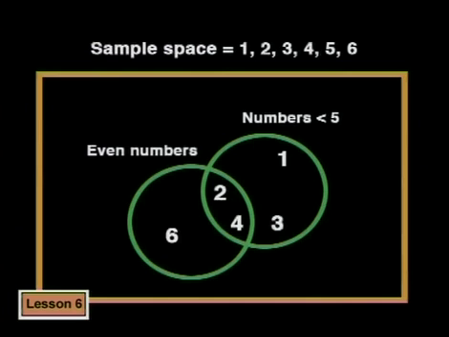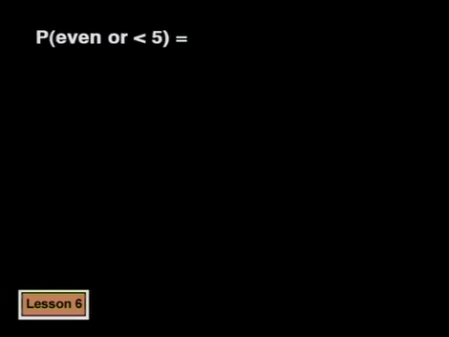Well, neither of these sets includes the number 5. 5 is still in the sample space, and there's a 1 out of 6 chance of throwing a 5. Now let's look at the probability language for this.